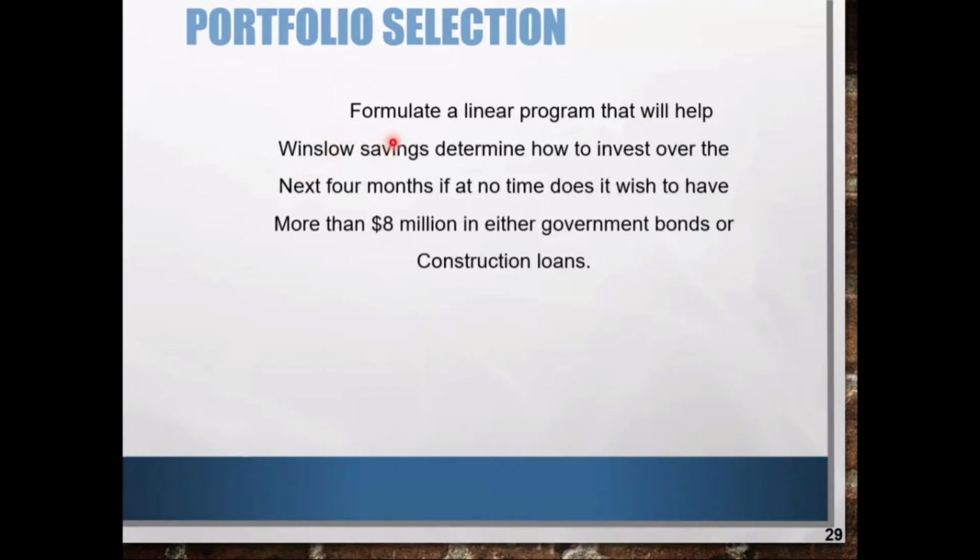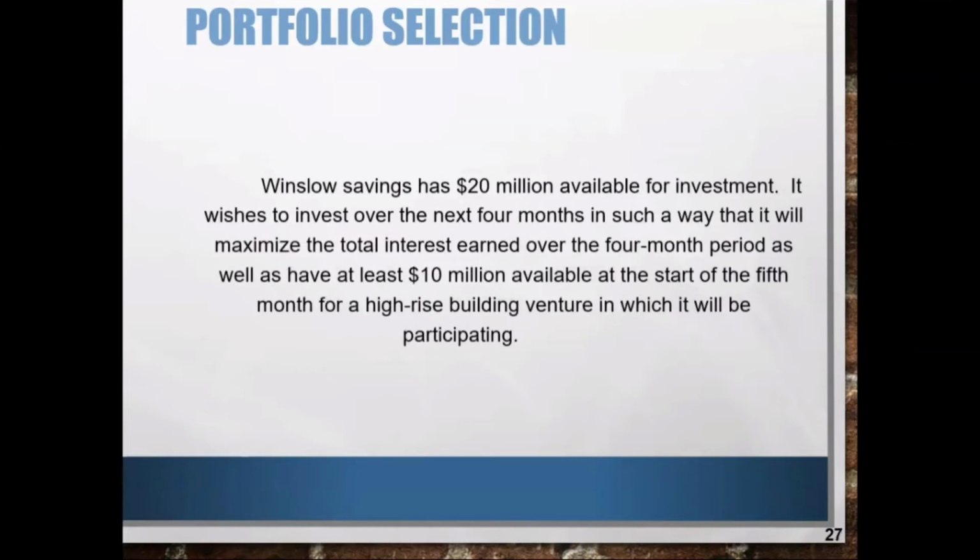So, we need to formulate a linear program that will help Winslow Savings determine how to invest over the next 4 months if at no time does it wish to have more than 8 million in either government bonds or construction loans. So let's analyze again the problem.